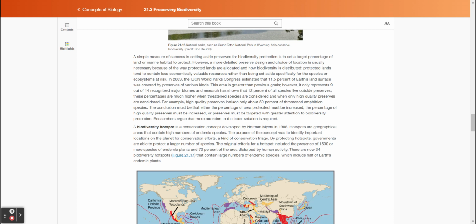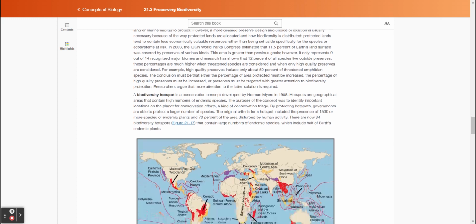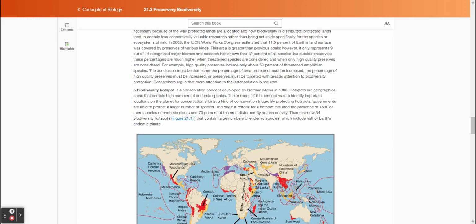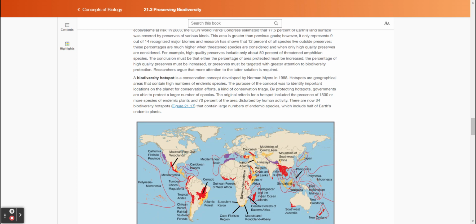at risk. In 2003, the IUCN World Parks Congress estimated that 11.5% of Earth's land surface was covered by preserves of various kinds. This area is greater than previous goals. However, it only represents 9 out of 14 recognized major biomes, and research has shown that 12% of all species live outside preserves. These percentages are much higher when threatened species are considered and when only high quality preserves are considered. For example, high quality preserves include only about 50% of threatened amphibian species.